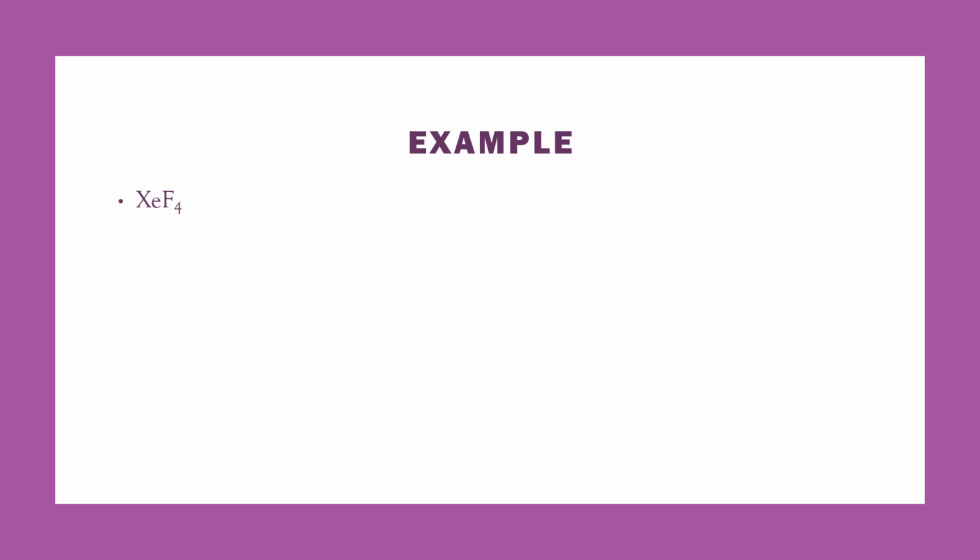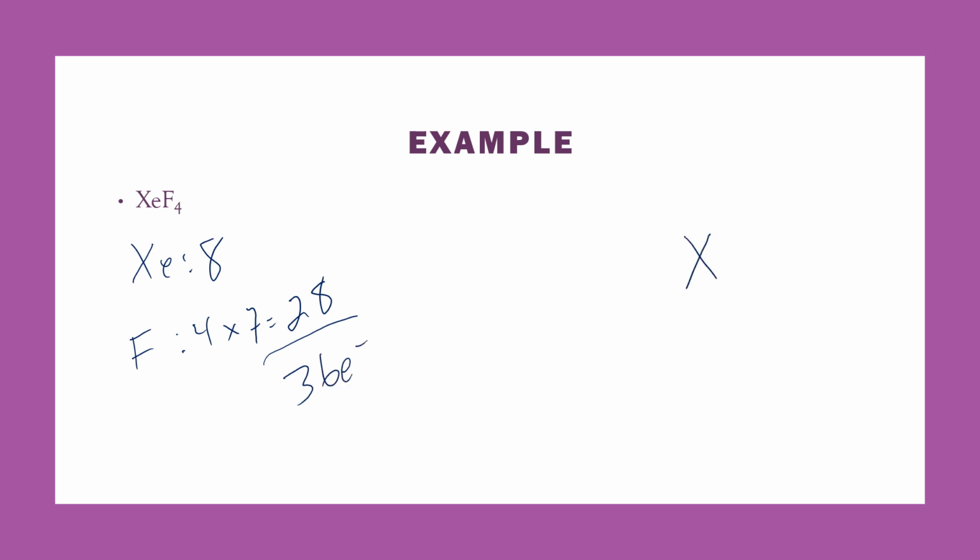Okay, so for this example, which is xenon and 4 fluorine atoms, xenon has 8 valence electrons, and fluorine, there are 4 of them, and each one has 7 valence electrons. So total, I have 36 valence electrons. I'm going to put xenon in the center and draw my 4 fluorines around the outside. And so I just made 4 bonds with 2 electrons each. So I used up 8 electrons, and now I have 28 left.